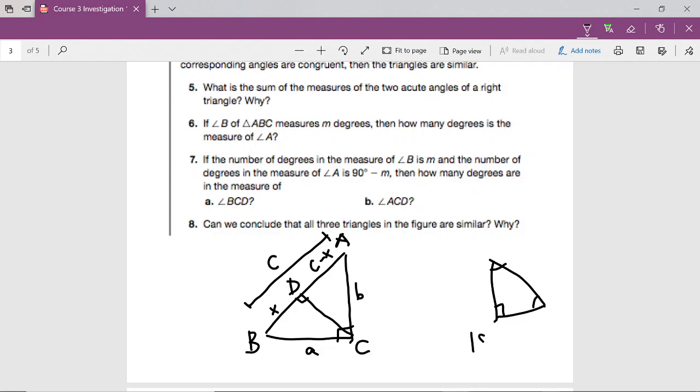Well, a triangle is always 180 degrees. But I have one of the angle measures as 90. So for these 2 acute angles, that one and that one, they're going to have to add up to 90 degrees.